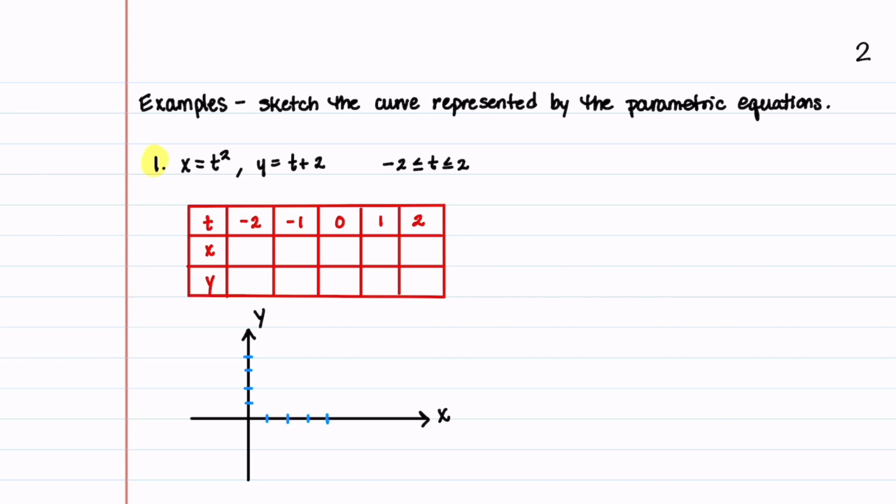When t is -2, x is equal to t squared, which is 4, and y is equal to t plus 2, which is equal to 0. Following this same procedure, we get the following values for x and y.